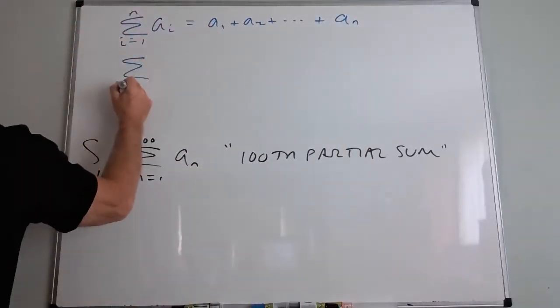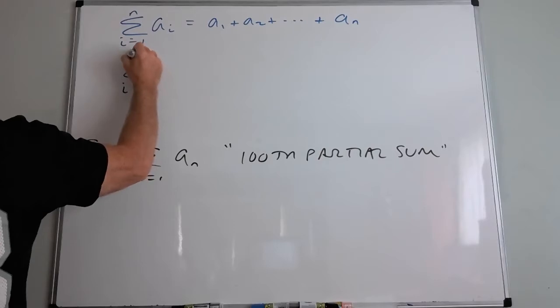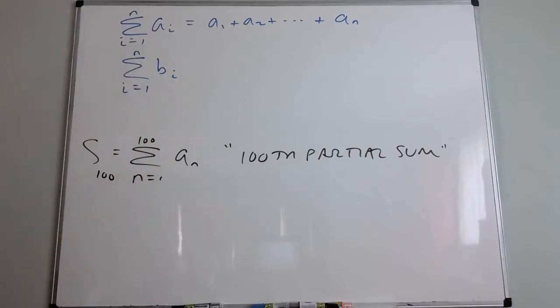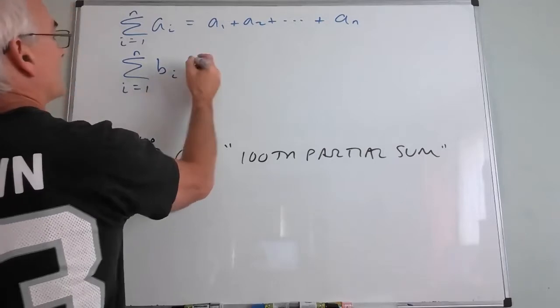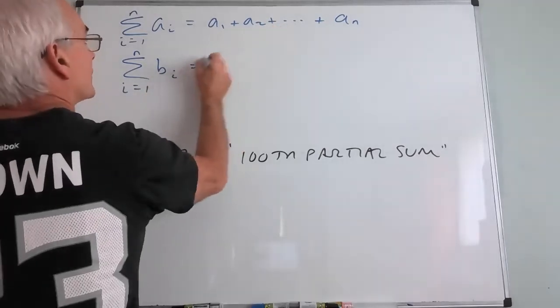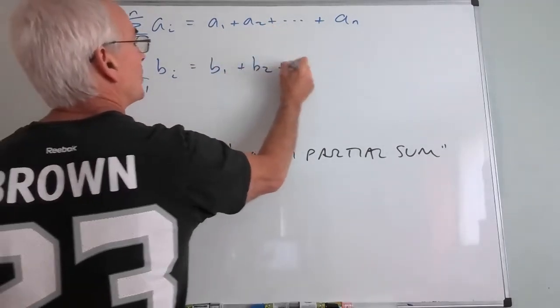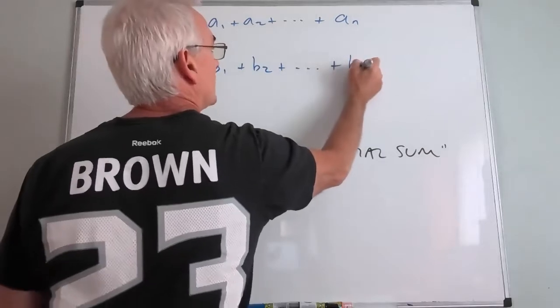Now consider another series, defined, I'll call it bi. And this is a subscript. I'm not multiplying by i, right? It's down here. So this would be b1 plus b2 plus all the way up to bn.